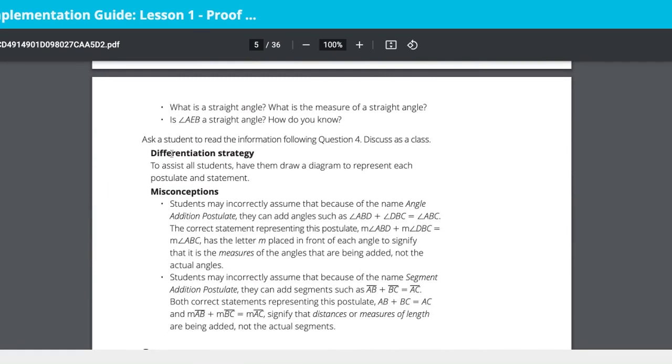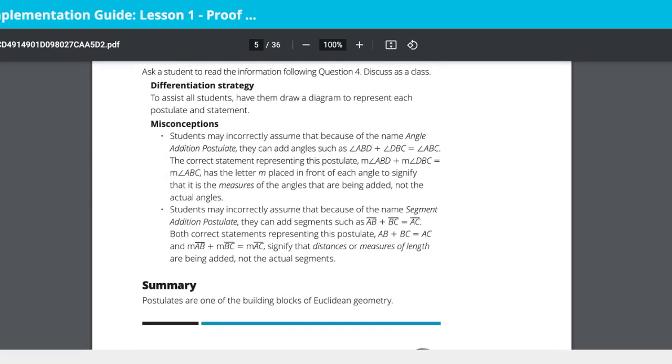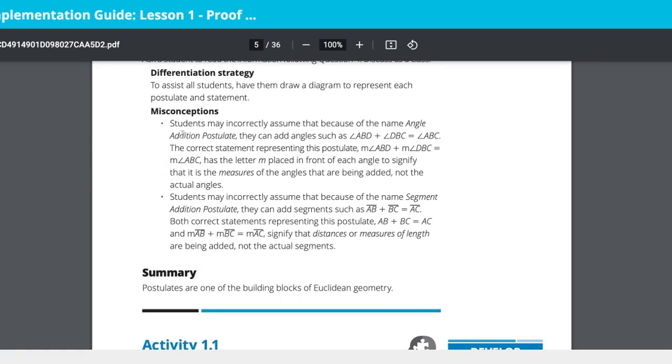Furthermore, you can look at differentiation strategies, or you can see how can I differentiate from my students. Well, you get some ideas here. It says to assist all students, have them draw a diagram to represent each postulate and statement. And by doing that, they can do it individually, right? Or you can do it sitting with the pairs, however, but allows you to really differentiate and check for understanding. And goes furthermore by giving you some misconceptions the student might do. So some things that you can look for. Where can I anticipate mistakes from students?